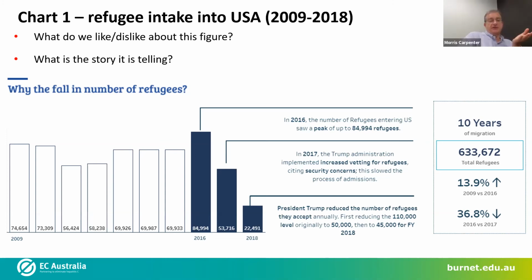I would argue that that question could be clearer. Why the fall in the number of refugees during Trump's administration? Because it doesn't address the rise in refugee intake during Trump's administration as well. So I think that clarity is really important in the question as well as the answer.